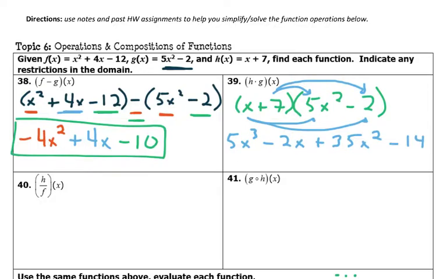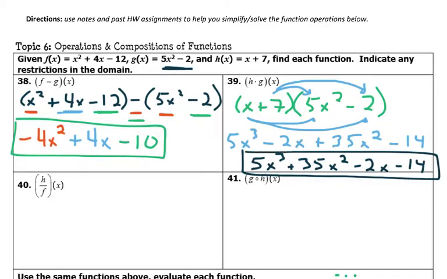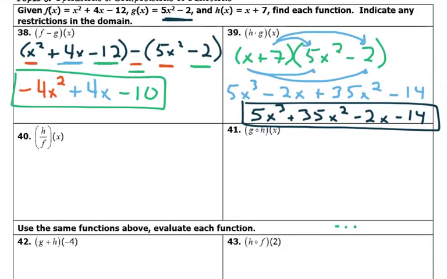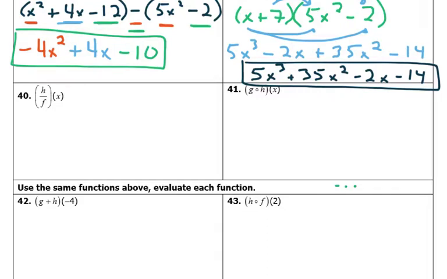Okay, and we are almost done. Only thing we have to do is just put this in order. So standard form: 5x cubed plus 35x squared minus 2x minus 14. We have no like terms, so that is it. That's all we got. We're almost there. This video will be done in the next 10 minutes, so let's get it done.